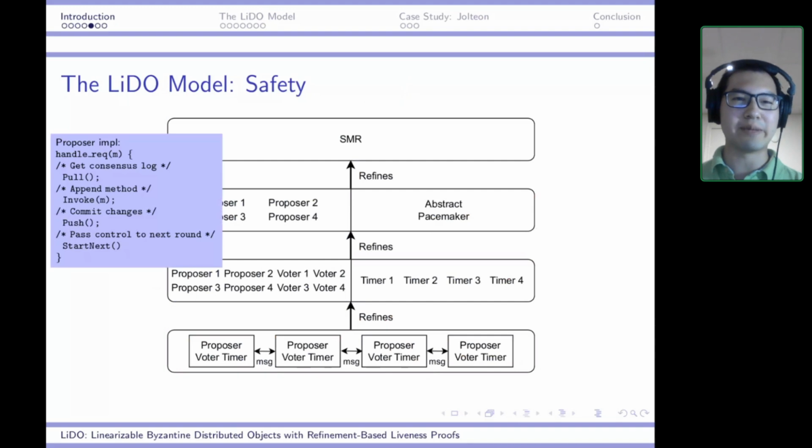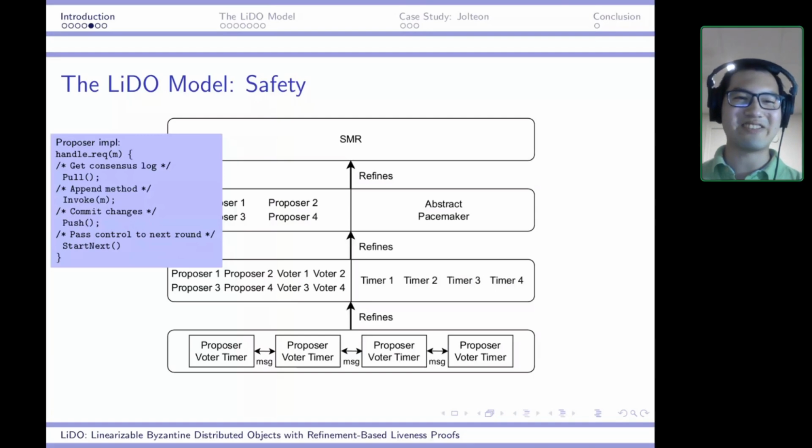Roughly speaking, the proposers execute the requests by following 4 steps. First, it needs to get the consensus log, and then it appends the method to the log. And finally, it commits the changes to the log. And if all these procedures succeed, then it passes the control to the leader of the next round.